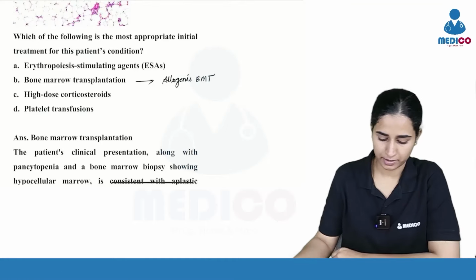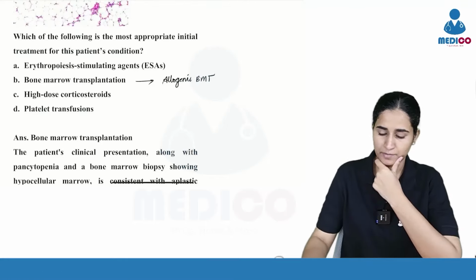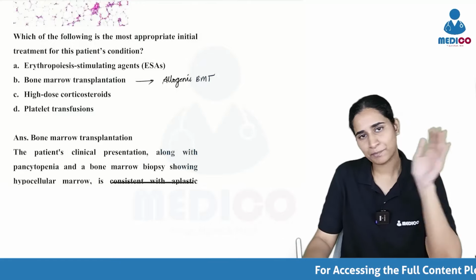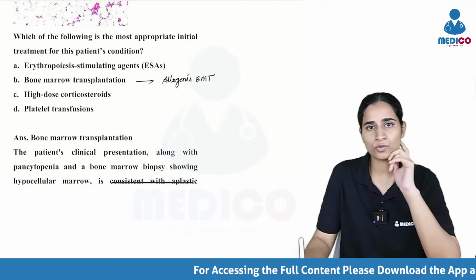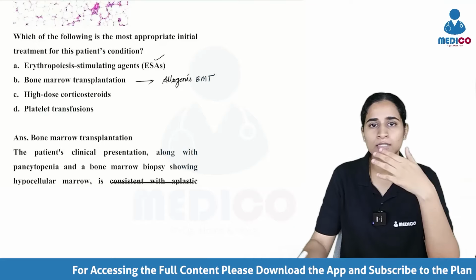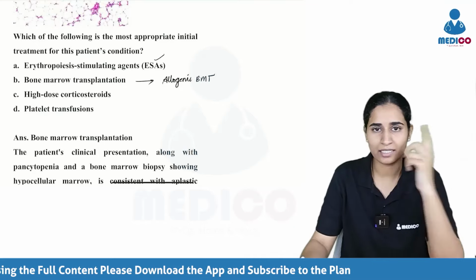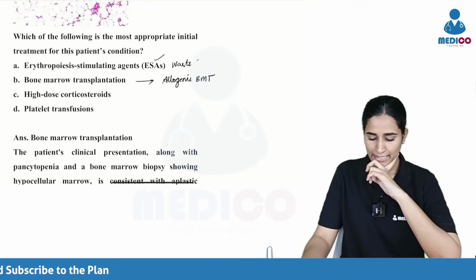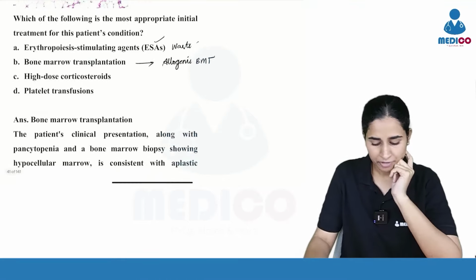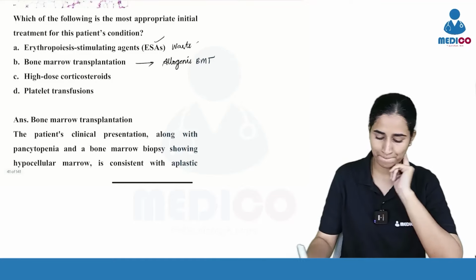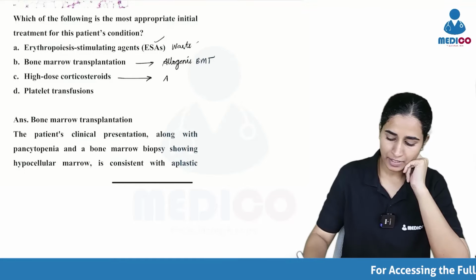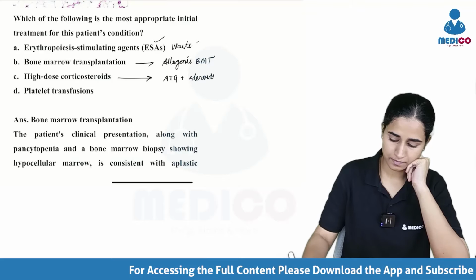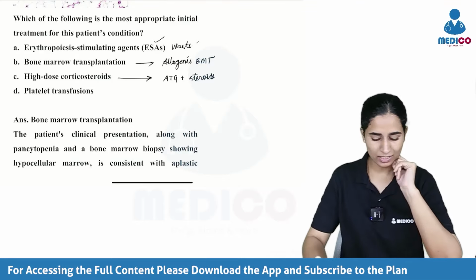Allogenic bone marrow transplant. Do you think the erythropoietin stimulating agents will work here? The bone marrow is not hypercellular. It's replaced by fat. There are no precursors. Whom will this erythropoietin go and stimulate? Nobody. So waste. And if the patient is not fit for bone marrow transplant, you can give anti-thymocyte globulin plus steroids. That is one of the choices, but not the initial choice.